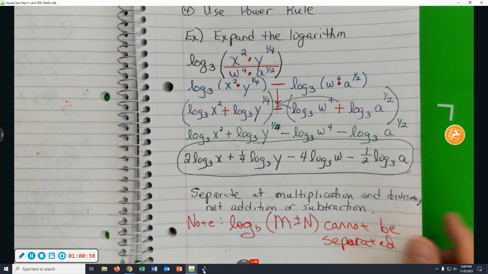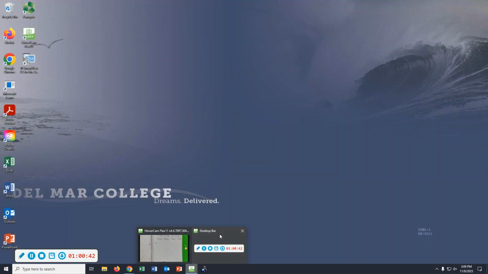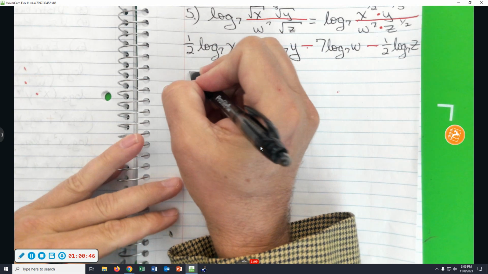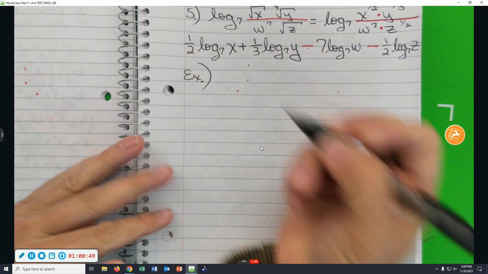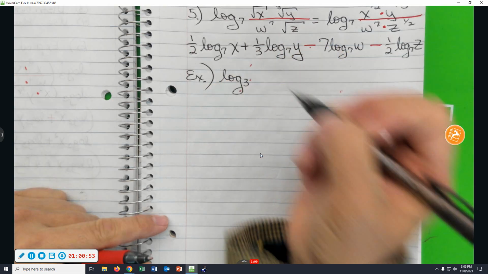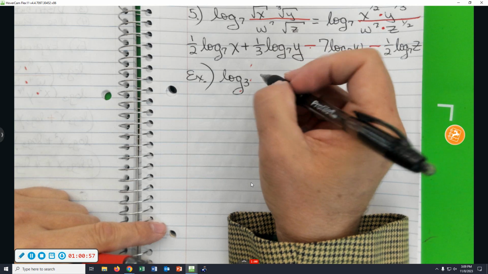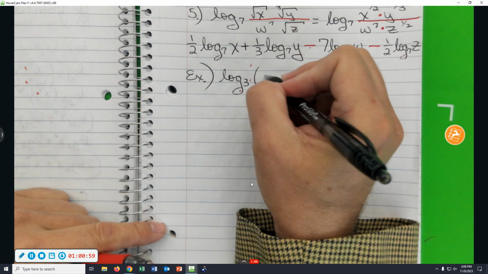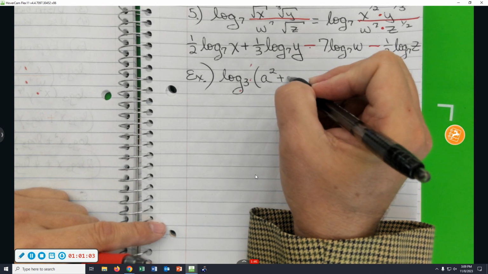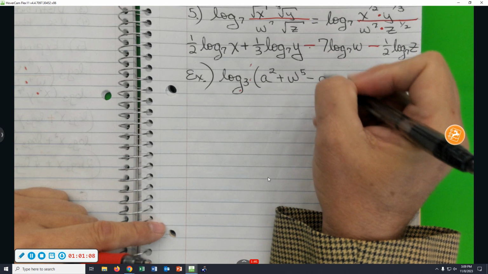Okay. Any questions there? Now flip over and do this. Make up an example, and here I'll call it out to you. Example. Log base 3, parentheses. Is there going to be a fraction? No. Okay. A square plus w to the 5th minus d to the 3rd.